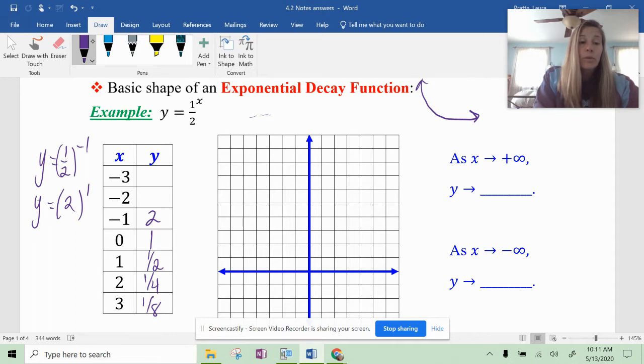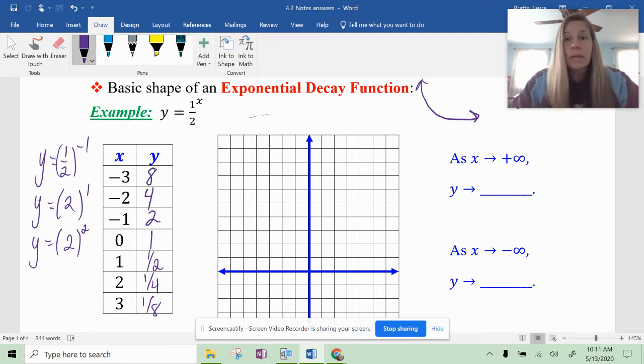Just like if you were doing 1/2 to the negative 2 power, you would flip it and get the positive 2, and that would make that 4. And then this one here would be 8. And of course, you can get them off your graphing calculator table as well. So now we're going to plot these just to look. So negative 3, 1, 2, 3, 4, 5, 6, 7, 8.